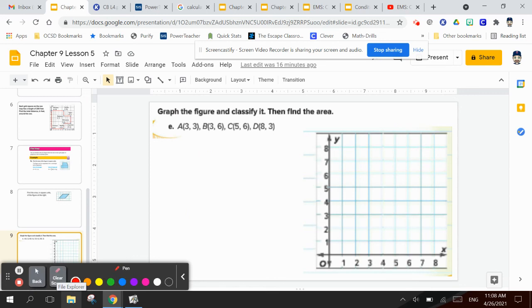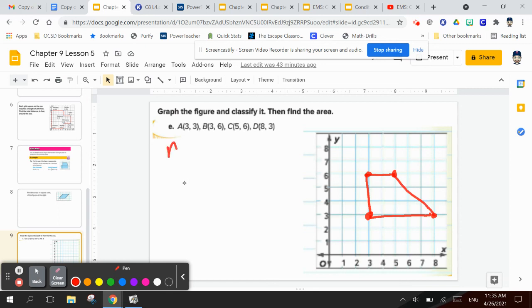The last one we have to do is graph the figure. So when you graph the points of 3, 3, start over 3, up 3, make your point. B is over 3, up 6. C is over 5, up 6. D is over 8, up 3. So here is our shape. Our shape is a trapezoid.